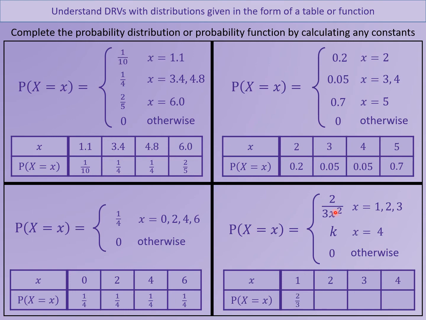So when x is 1, we substituted 1 into the formula and we got 2/3. When x is 2, we substituted 2 into the formula, which gives us a probability of 1/6. For x is 3, we substitute 3 into the formula to get a probability of 2 over 27. And then for x is 4, we need to add these probabilities up and subtract from 1. This leaves us with 5 over 54, so that is the probability for x is 4.